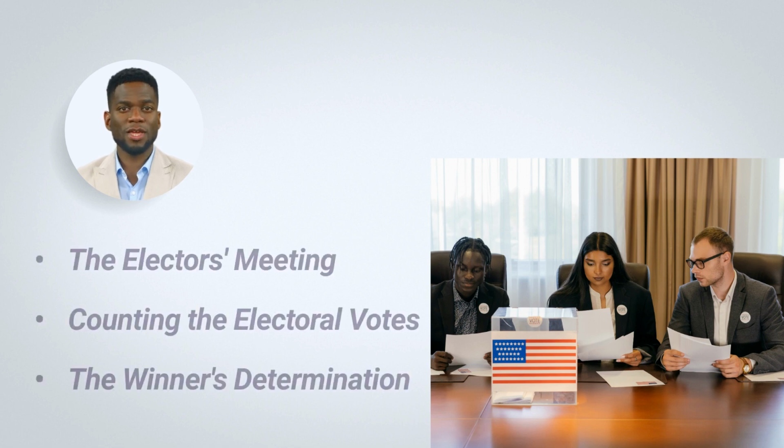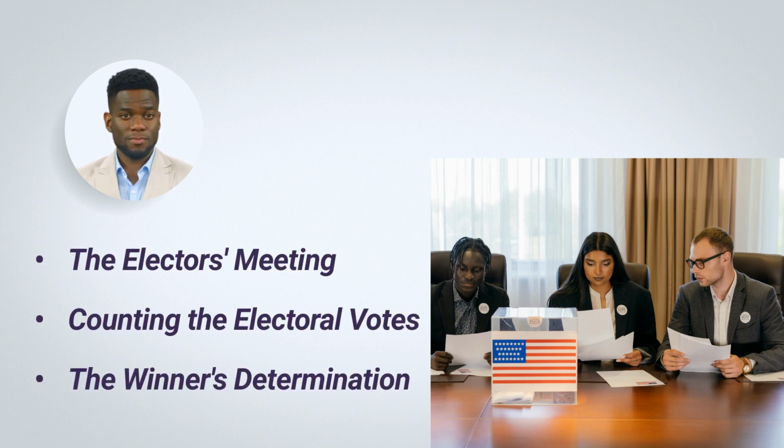Once the popular vote is complete, the winning slate of electors in each state is determined. In all states except Maine and Nebraska, the winner-takes-all approach is employed, meaning the slate of electors from the party that received the most votes is chosen. The electors' meeting. On the first Monday after the second Wednesday in December, the chosen electors convene in their respective states to cast their votes for president and vice president. These votes are then sealed and sent to the President of the Senate.